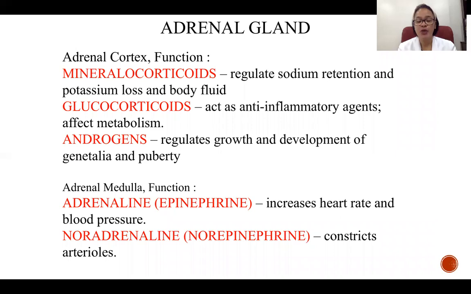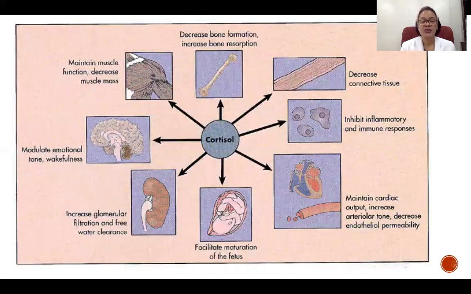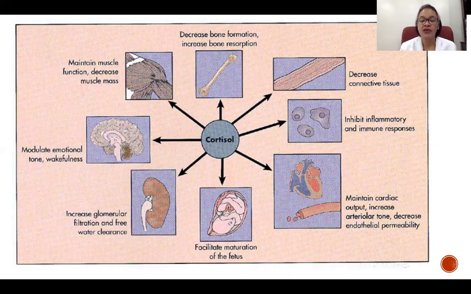And as I said, the innermost layer of the cortex, which is your zona reticularis, produces the androgens, which are converted to fully functional sex hormones. Okay, and these are found in the gonads and also in the target organs. We all know also that in the adrenal medulla, we have epinephrine and norepinephrine, and their role is increasing heart rate and blood pressure and constricting your arterioles. So these are the functions of the cortisol.